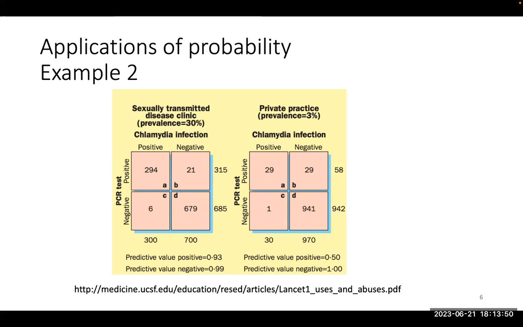Sensitivity is the true positives, those that really have the disease and test positive, divided by true positives and false negatives. These are the ones that actually have the disease but are not testing positive.